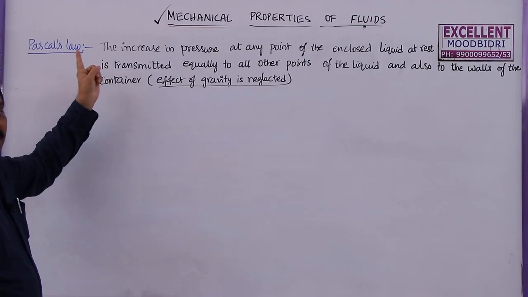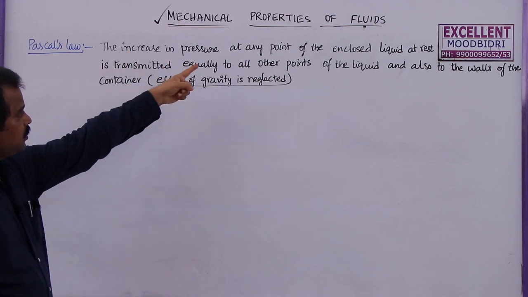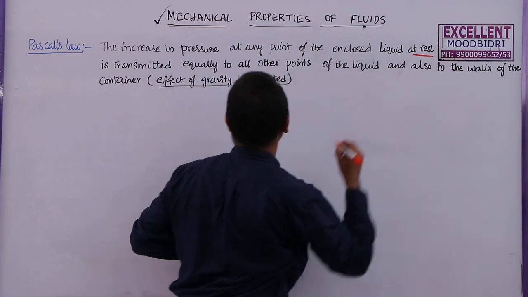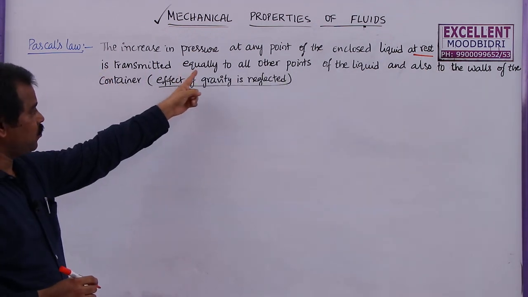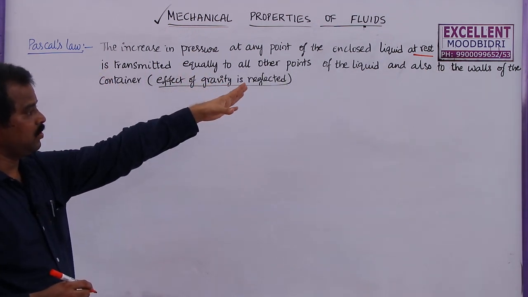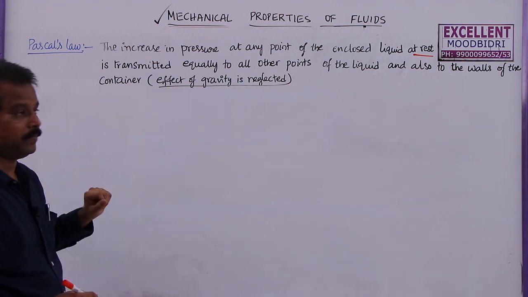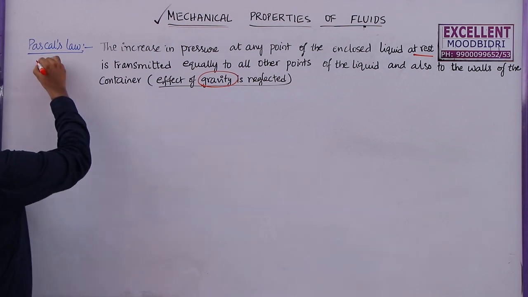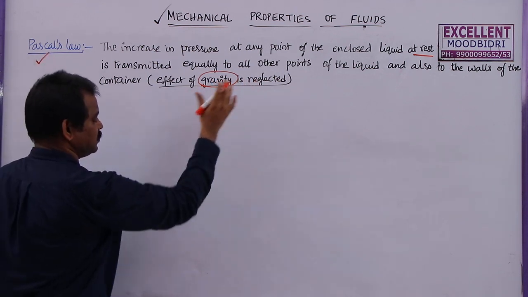Pascal's law states that the increase in pressure at any point on an enclosed liquid which is at rest is transmitted equally to all other points of the liquid and also to the walls of the container, if you neglect gravity. That means Pascal's law can be applied only if gravity is neglected.